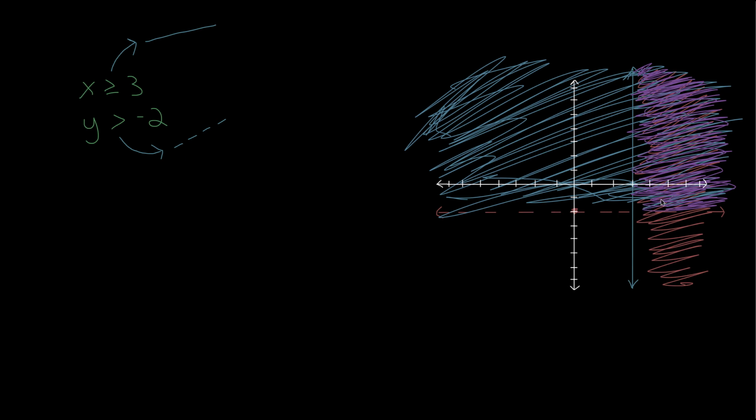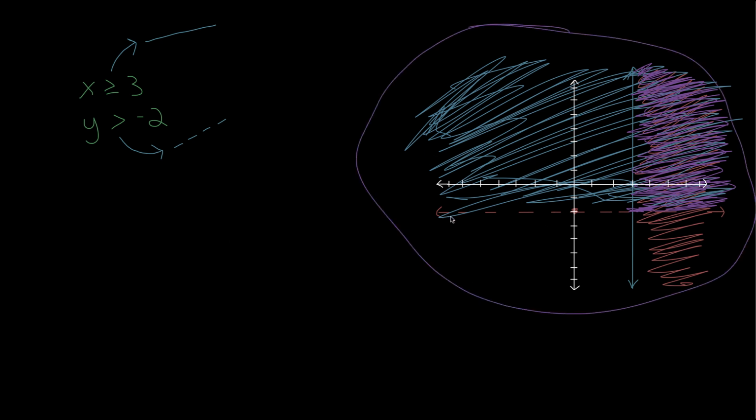And to clarify even further, for the line y is greater than -2, nothing on that actual line is going to be part of the solution. But for the line x is greater than or equal to 3, that line itself is going to be part of the solution. So this is going to be our final answer for this one.